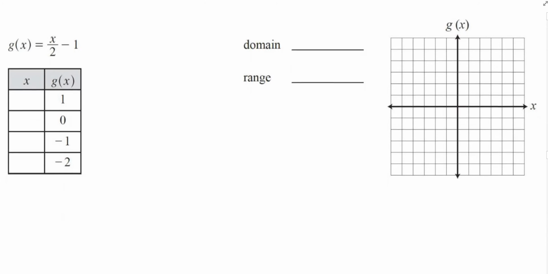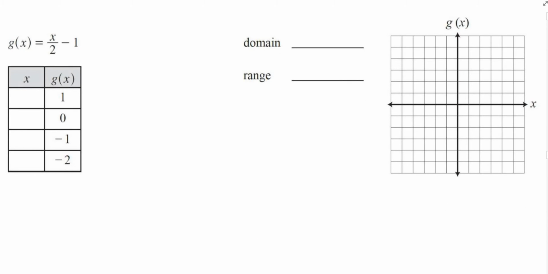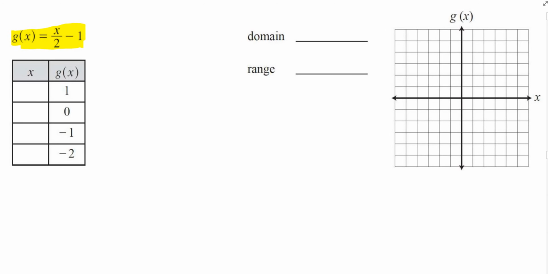Okay, let's move on to question number 12d now. Same problem, but we're given a different function here. g of x is now x divided by 2 minus 1. For this problem, we're given the g of x values first, which is the same thing as your y values. So maybe we can fill in the range right now, because the range is essentially your y values.